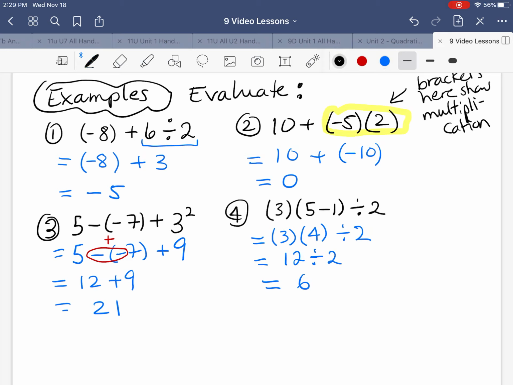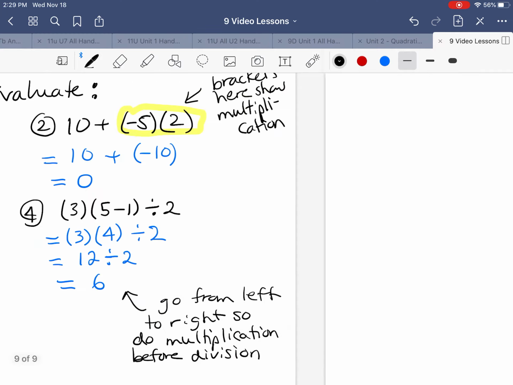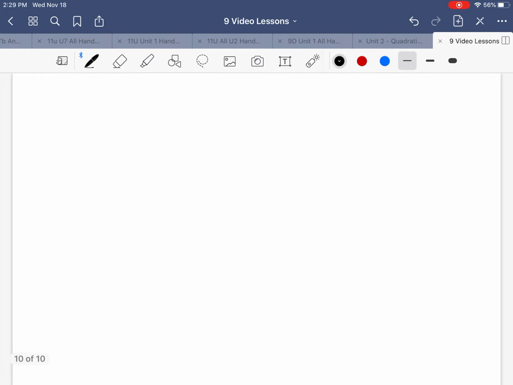And let's just put a little reminder at the bottom of the last two examples that we always want to go from left to right, even if that means doing addition before subtraction, or multiplication before division. Okay, we will do 2 more examples.